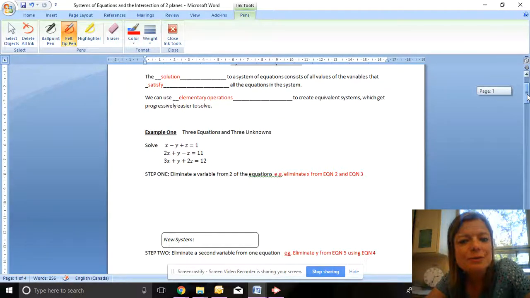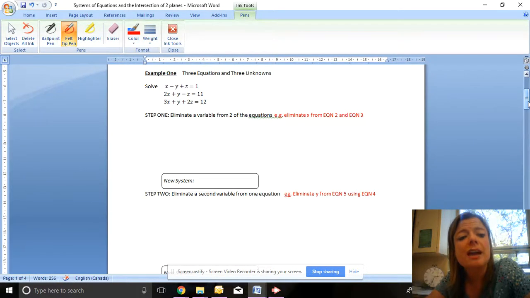So the solution to a system consists of all values of variables that satisfy all the equations in the system. We can use elementary operations to create equivalent systems, which get progressively easier to solve. So when you have two unknowns, you need two equations to solve for those unknowns. And when we have three unknowns, we require three equations to solve for those unknowns.